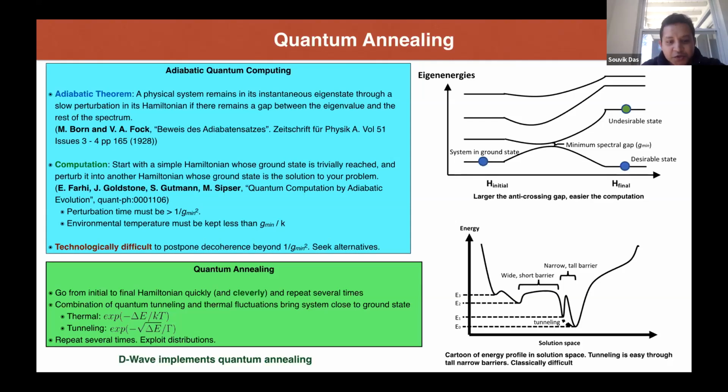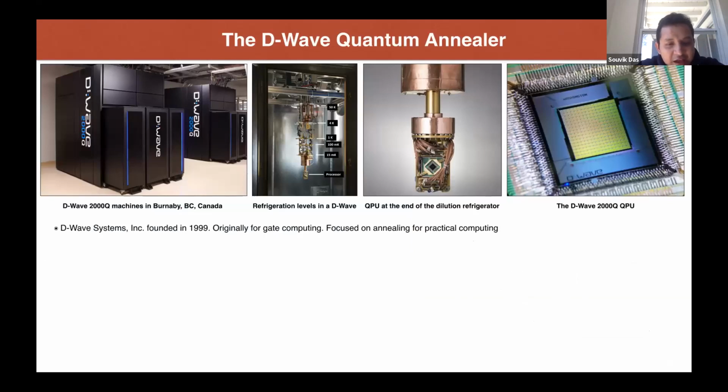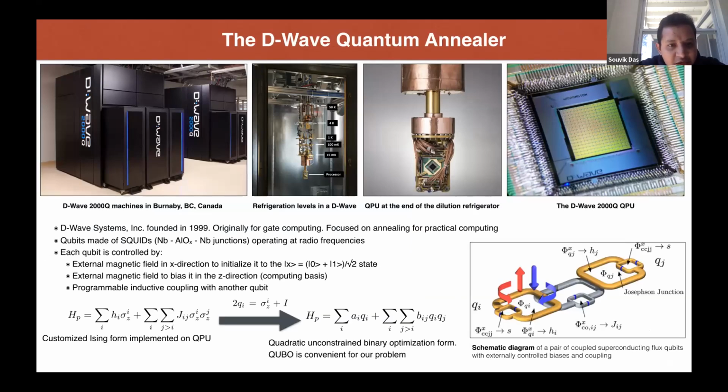So we're trying to use this. D-Wave is a company in Canada that has commercial systems now. It was founded in 1999, originally for gate computing, and then they realized gate computing is not the way to go for practical computing, so they focused on annealing. I have pictures over there. That's what it looks like. They have a little chip at the end of a dilution refrigerator, kept at about 3 millikelvins, and most of the cost is in the refrigeration.